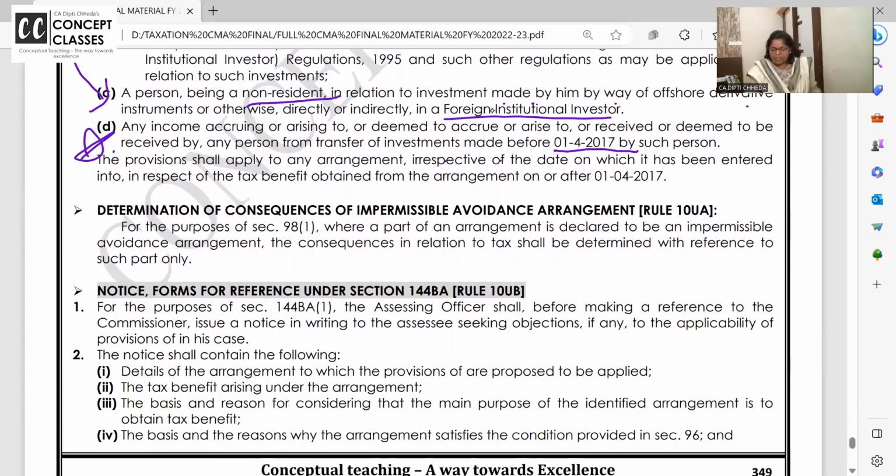Consequence. Where a part of an arrangement is declared as impermissible, the consequence in relation to tax shall be determined with reference to only that part. Sometimes in the arrangement there are 2-3 transactions, payments or different things. So whatever part they have declared void ab initio or impermissible, only that part will apply.